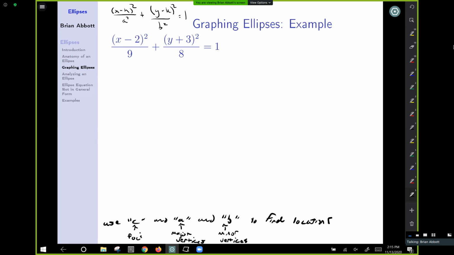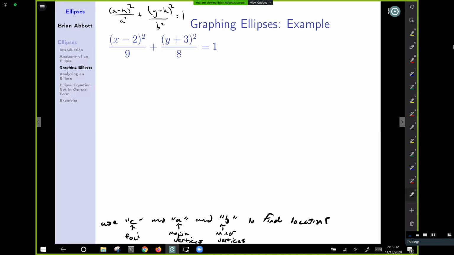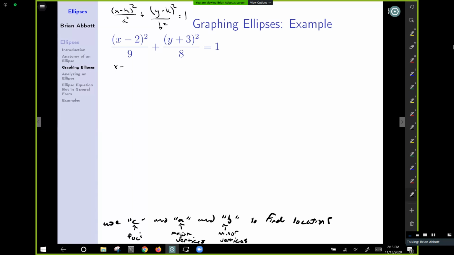So let's start there. Let's start by rewriting and putting our equation into the correct format. So the x expression is fine. X minus 2 is good because x minus h is what we're after. We want a squared. So what squared gives you 9? 3 squared. Plus, how do you write y minus something so that it means the same thing as y plus 3? Well, y minus a negative 3 will help us out in that department.